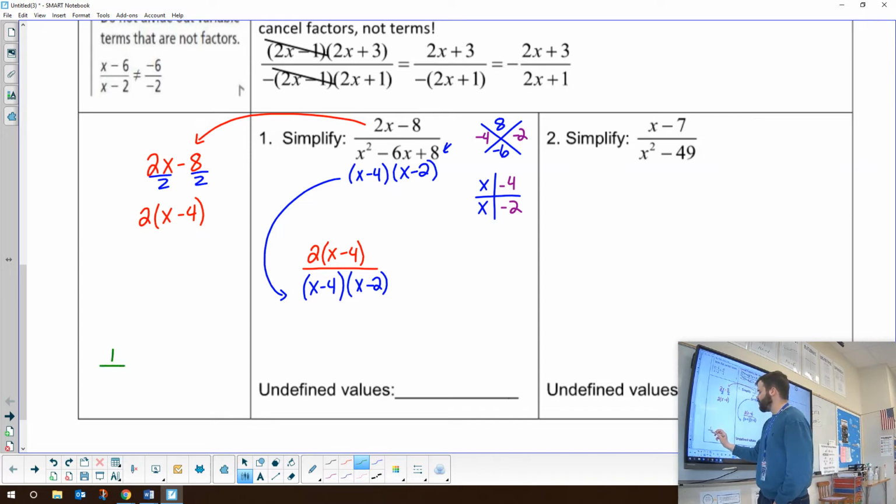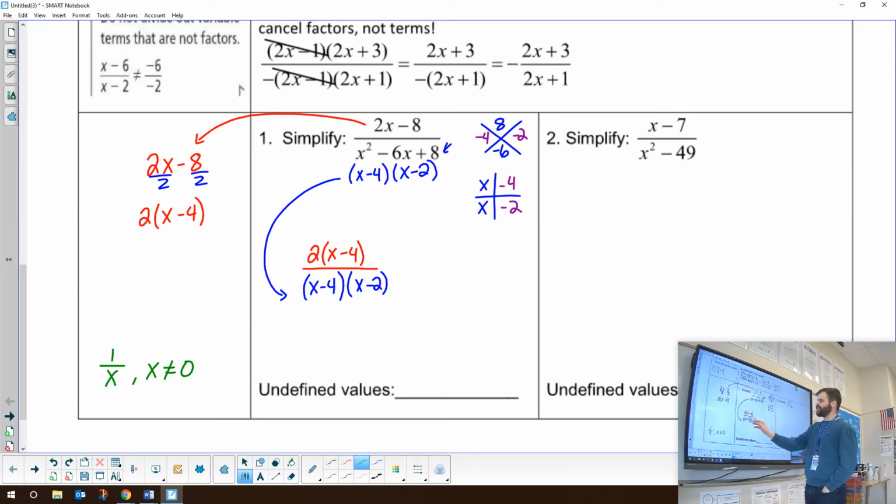If we have 1 over x, or anything over x, x can't be 0. Why? Well, because anything divided by 0 is an undefined number. We cannot divide by 0 in mathematics. It just won't work out for us. So if we ever have a 0 down here, it won't work.